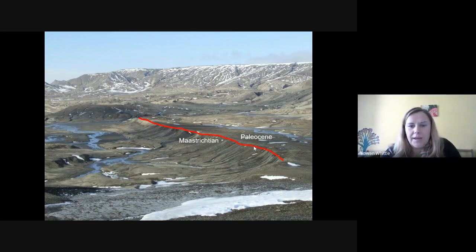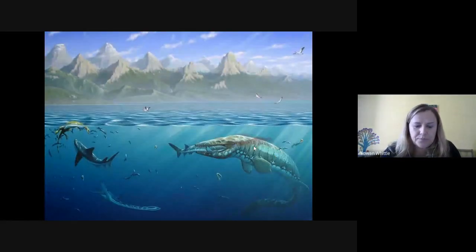On the left-hand side, we have the Maastrichtian, the end of the Cretaceous, and on the right-hand side, the Paleocene, the start of the Cenozoic. As you can see, these are really well-exposed sediments, and they are all lightly dipping. So it means that we can walk through time very easily, collecting fossil samples at set intervals to look at biotic change over this extinction horizon.